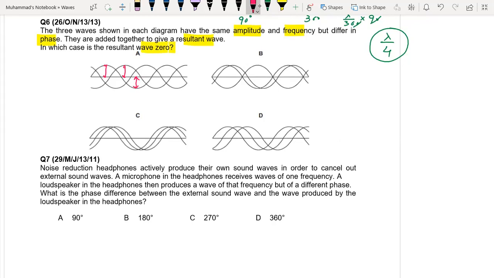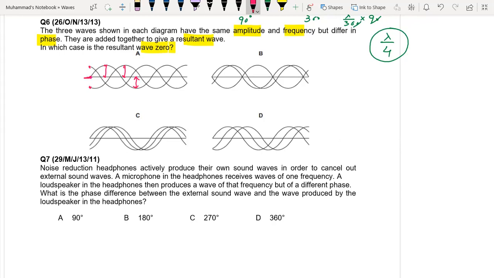Which option will give you a resultant wave of zero? If the resultant displacement is zero, then at any point, the sum of the individual displacements must be zero. So, we must check at the start of all waves. Okay, so this wave has positive displacement, and this has zero. This has an equal amount of negative displacement. If I add these three displacements, I will get zero. Okay, zero at this point.